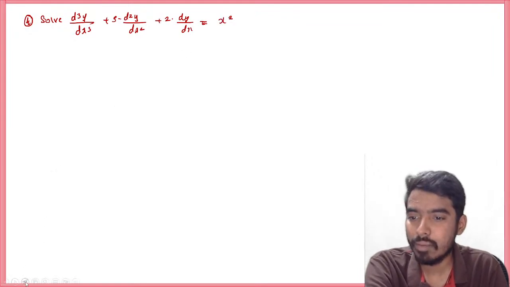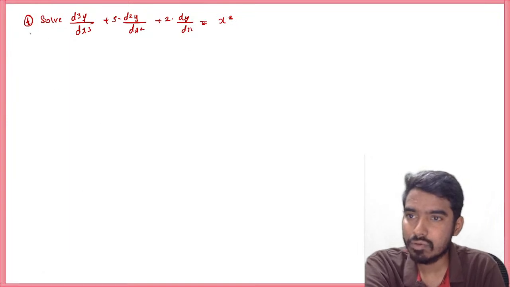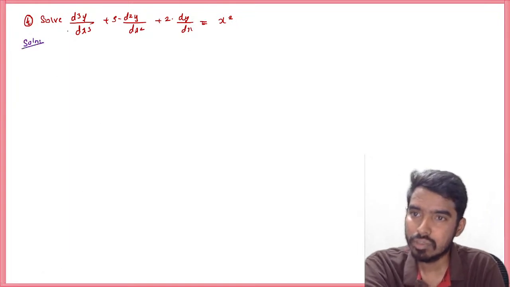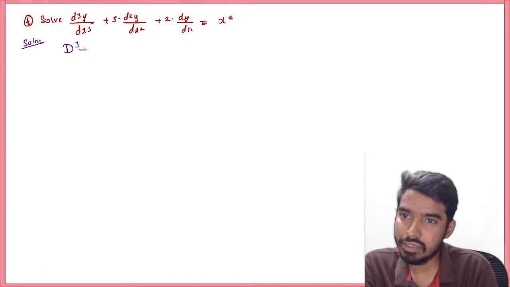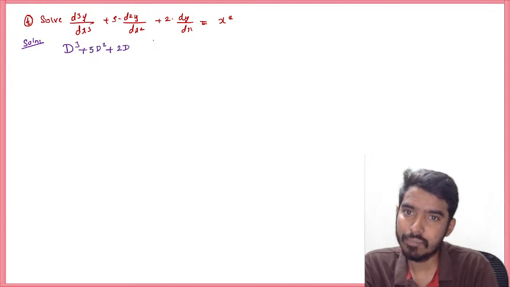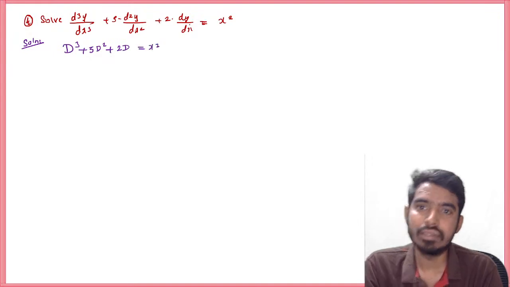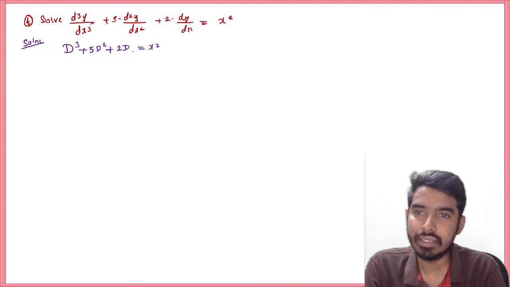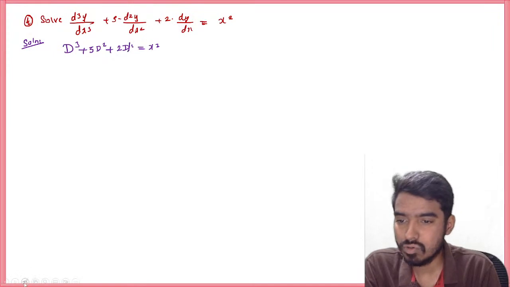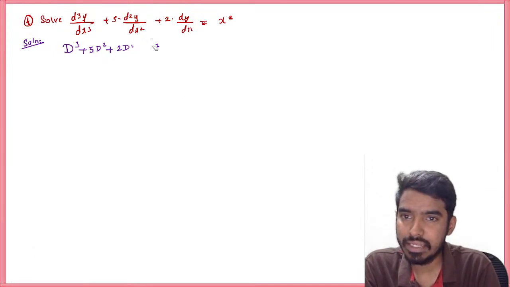I'm going to do a lot of problems, so we will do them fast. So the given equation is same as D cube plus 3D square plus 2D, applied to y, equal to x square, right? This is the given equation. Because we know capital D is d by dx.